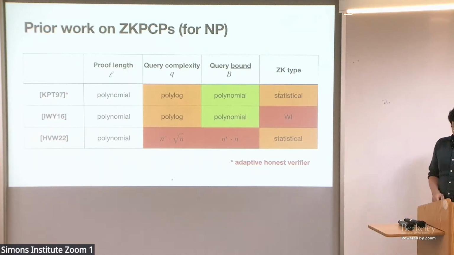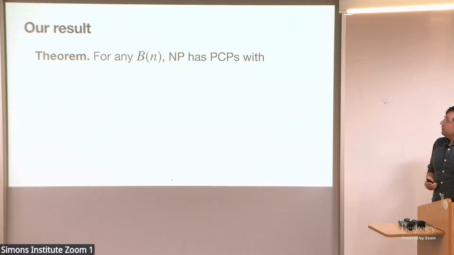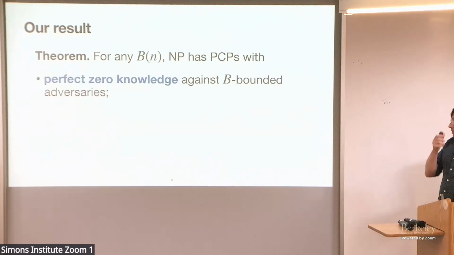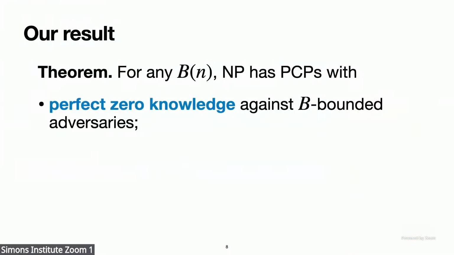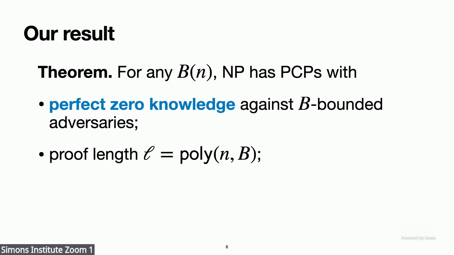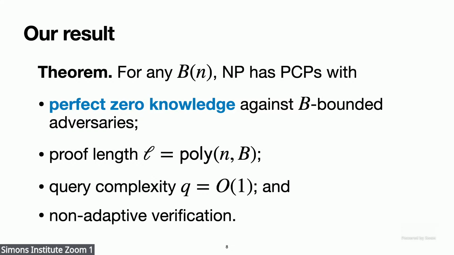Okay. So what does our construction get? For any query bound B, we say that NP has PCPs with perfect zero knowledge against adversaries that make at most B queries. And here B actually can be up to exponential, and the proof length will just scale in that. So the proof length is some polynomial in the original instance size and this B. The query complexity is constant, and the verification is also non-adaptive.